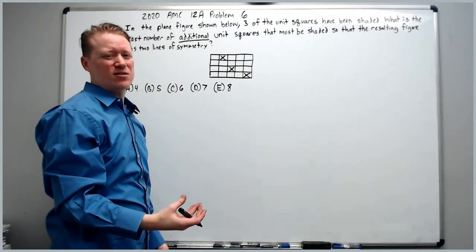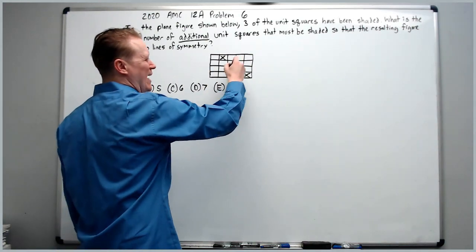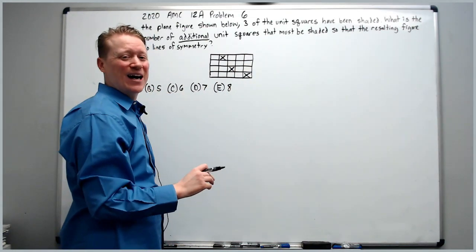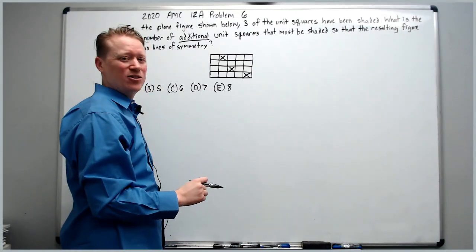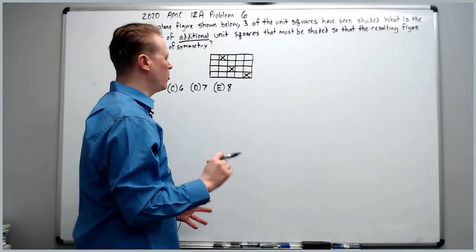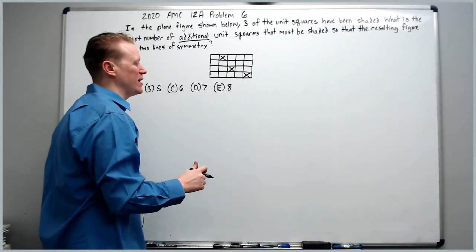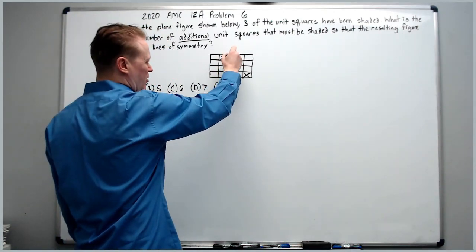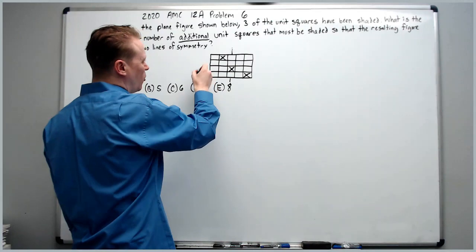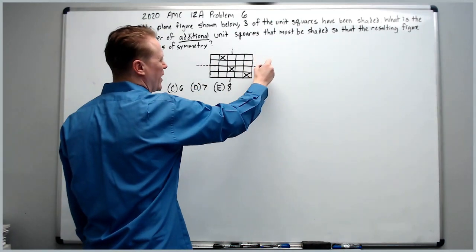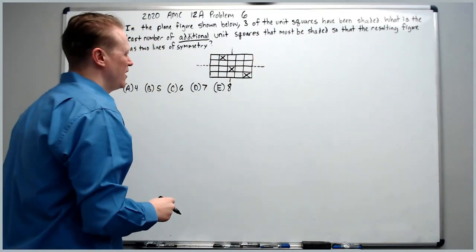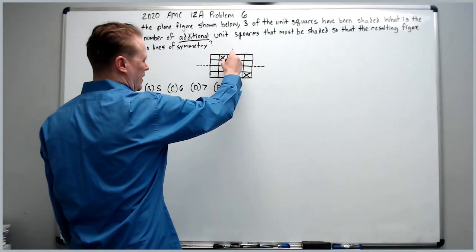Let's think about the lines of symmetry. Can we have a diagonal? No, because it's not a square. There cannot be a diagonal line of symmetry. So the only possible lines of symmetry have to be a vertical line through the center or a horizontal line going this way also through the center. Okay, so let's start with the vertical line.